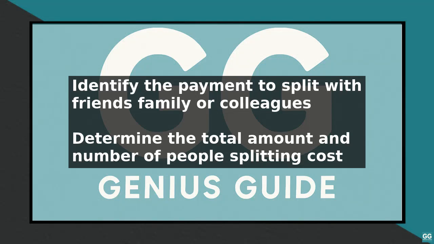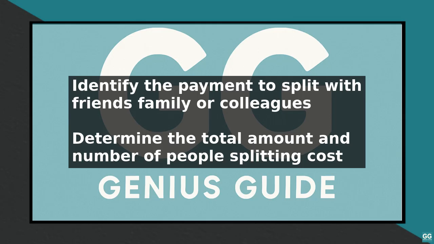Zelle to split a payment is a convenient way to divide bills and expenses with friends, family, or colleagues. To start, you need to have the Zelle app or access it through your bank's mobile app. First, identify the payment you want to split, such as a dinner bill, rent, or utility bill. Determine the total amount and the number of people splitting the cost.